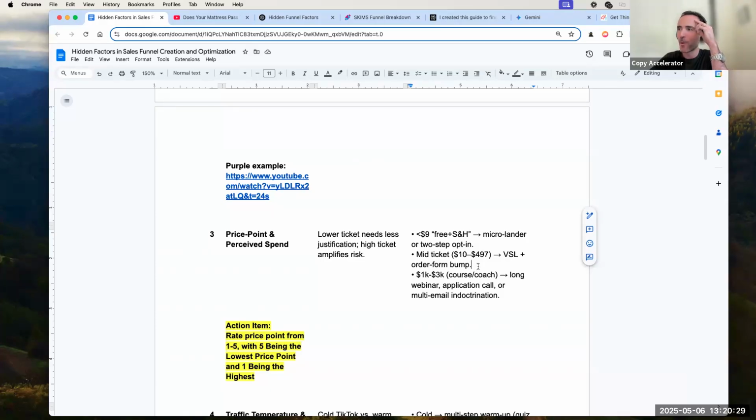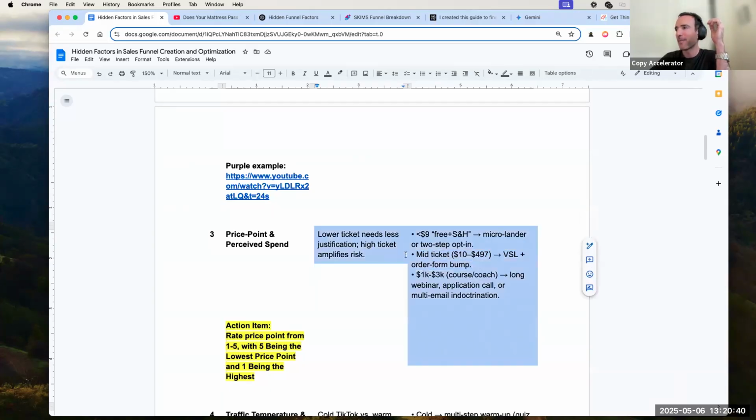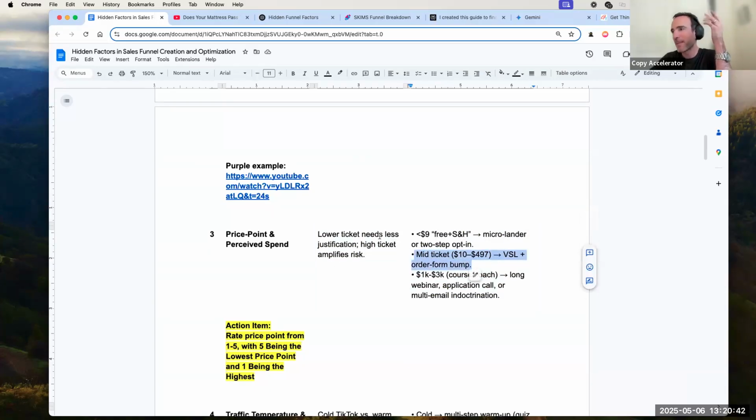This doesn't mean always, but this is where you're more likely to go longer. This is where this rating thing I'm talking about will actually come in handy, because you might think, okay, I'm more than $10, so I need a VSL. And it's like, well, maybe, but rate each of the options, and then you can use that to figure out what makes the most sense.